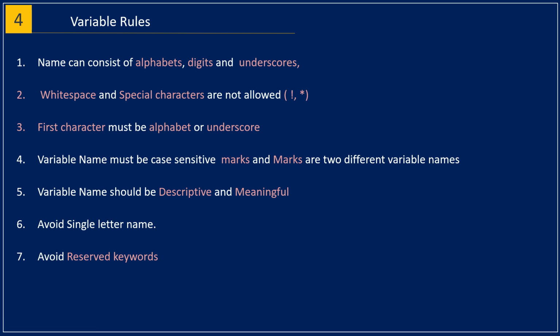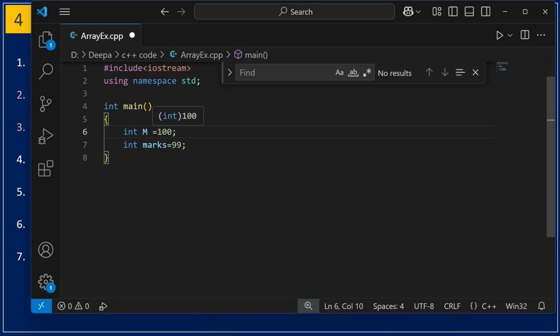Always the name of a variable should be descriptive and meaningful, otherwise if you write a huge code and use a, b, c, d, in future you will not understand the purpose of those variables. Avoid single letter names. You will not understand what is meant by m, but if you write marks, you will understand that yes, this variable is storing the value marks.